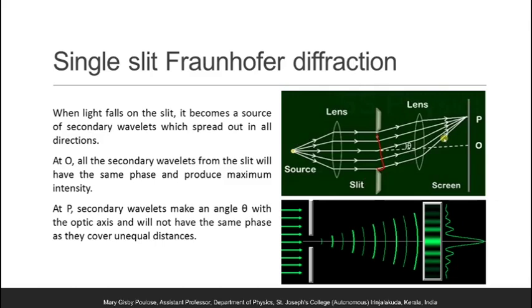Now in order to calculate that, we take sine theta at this position. By geometry we know that if this angle is theta, this angle will also be theta, and hence sine theta will be the path difference divided by the width of the slit, a. In other terms, we can write the path difference is equal to a sine theta.